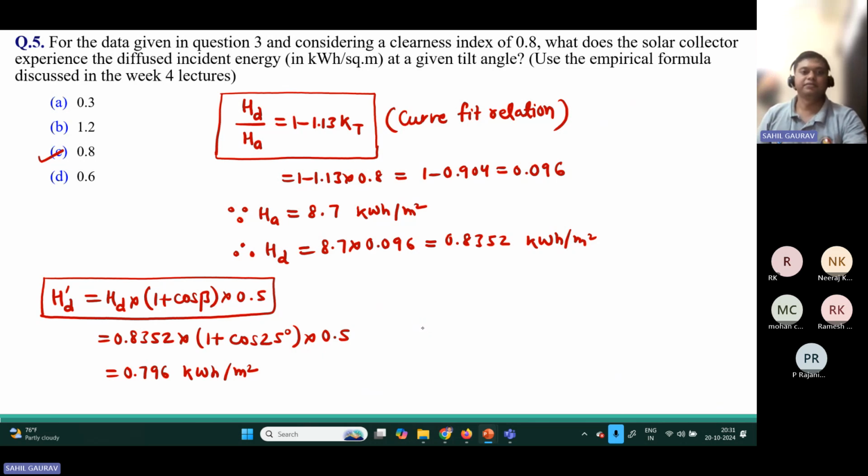Now in the next problem, they are asking about the solar collector experiencing diffused incident energy. So they are asking about H_D, and we know from the curve fit relation that H_D upon H_A will come as 0.0096, and H_A we got from the previous problem as 8.7. So H_D will come as 0.8352 kilowatt hour per meter square, and H_D dash will be H_D into (1 plus cos beta) into 0.5. So it will come as 0.796 kilowatt hour per meter square.